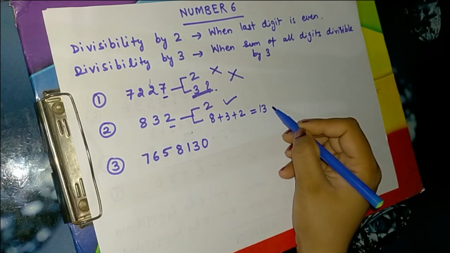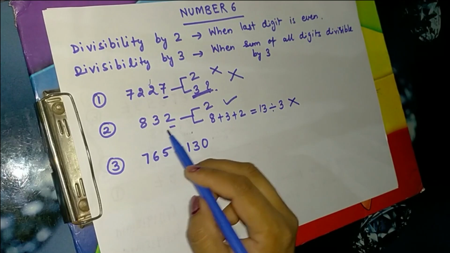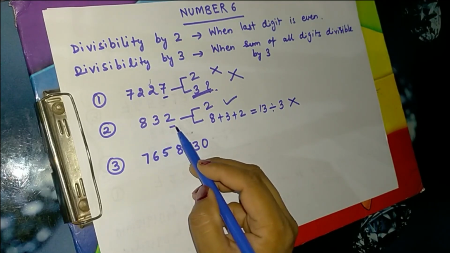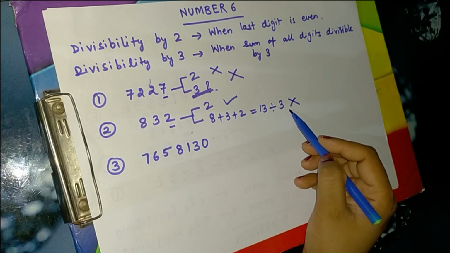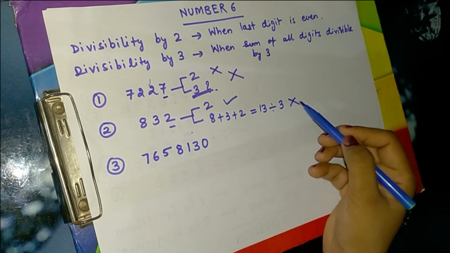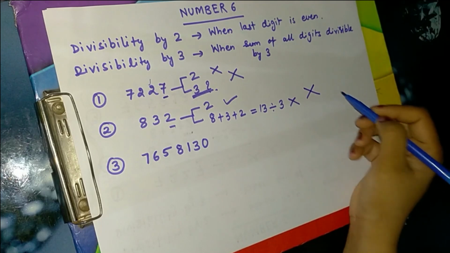And we know that 13 is not divisible by 3. So here you can see that this number 832 is divisible by 2, but it is not divisible by 3. So we can say that this number 832 is not divisible by 6.